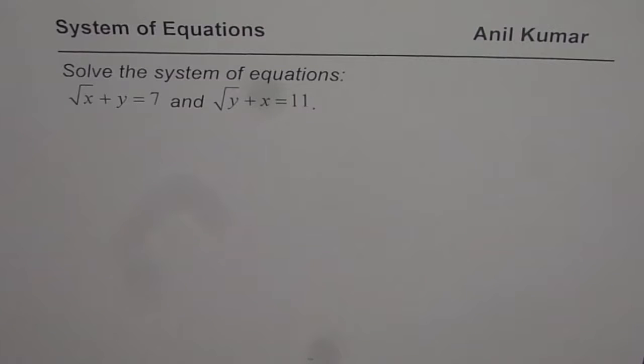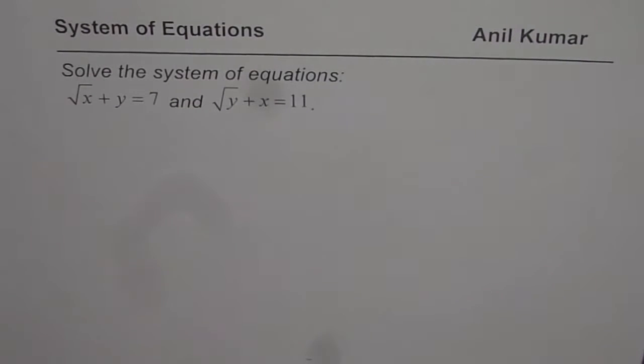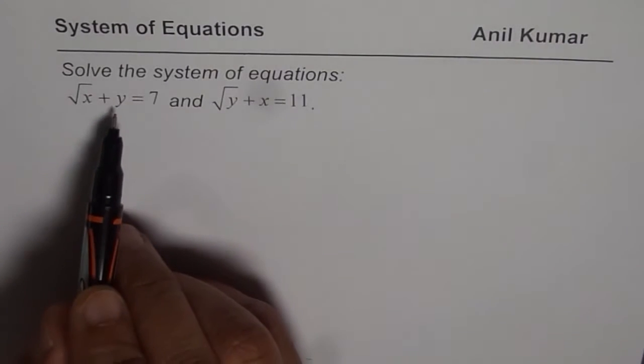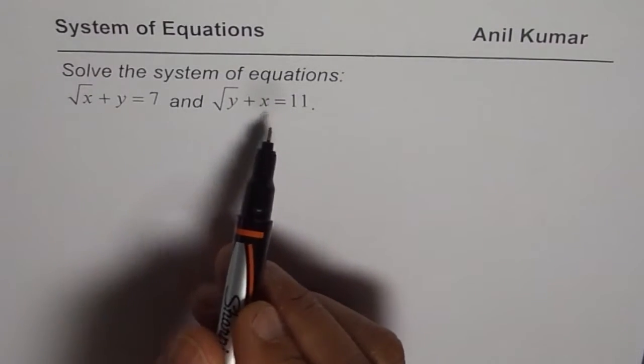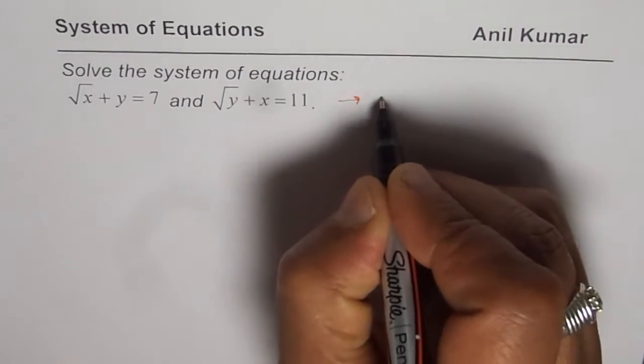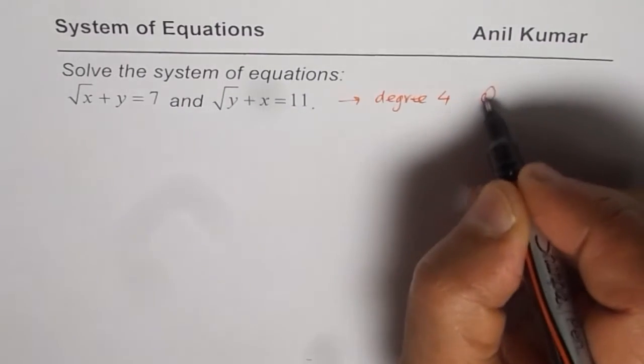The question here is, solve the system of equations square root of x plus y equals 7 and square root of y plus x equals 11. Now, when you begin to solve this, you land up in a higher-degree equation. If you isolate y, substitute and square, it leads to degree 4.